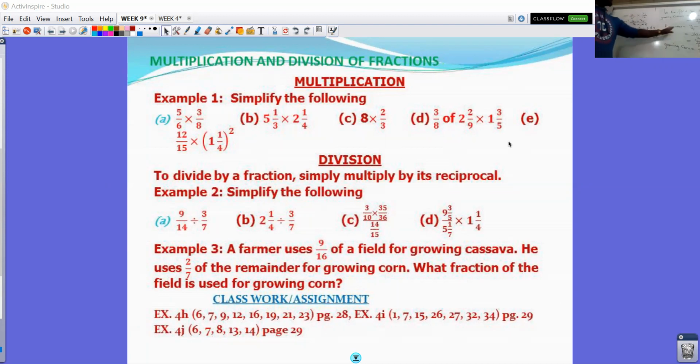Like I said, we find the remainder, and the remainder after using 9y/16 for growing cassava is y minus 9y/16. That is the total minus the one used in growing cassava. If you solve that fraction, you get 7y/16. But growing corn is 2/7 of the remainder, so that will be 2/7 times 7y/16. If you calculate that, you get y/8, which is the same thing as 1/8 times y, or 1/8 of y. So the fraction for growing corn is 1/8.